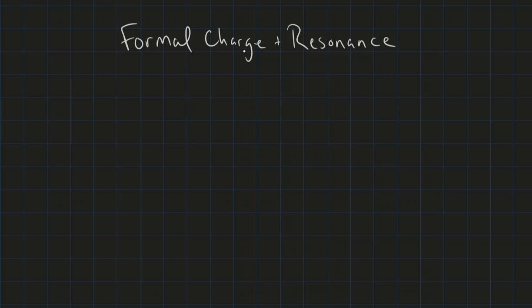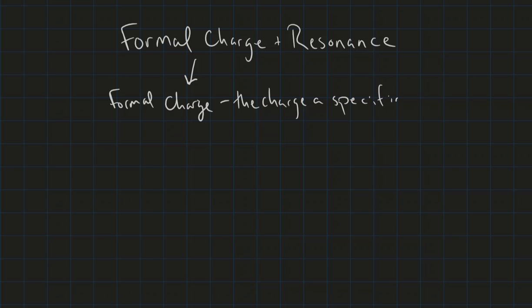Today we're going to talk about formal charge and resonance. So let's start with formal charge here. Formal charge is the charge a specific atom is responsible for in a molecule. And this definition might be a little bit different than what you're used to seeing for formal charge, but this is definitely how I think about it.